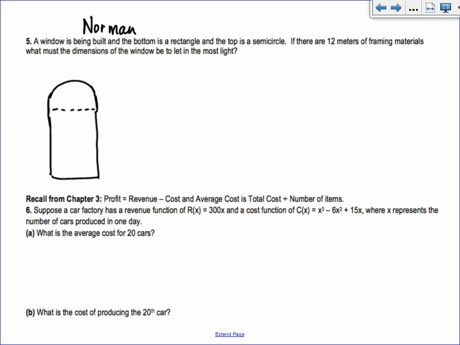So the window's being built and the bottom is a rectangle. So there's 12 meters of framing material. So the key to doing these problems is to go across and make that x.